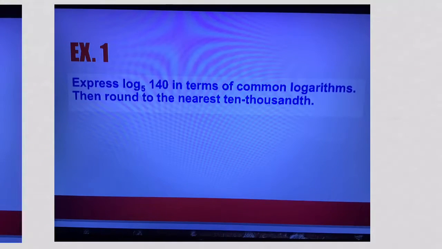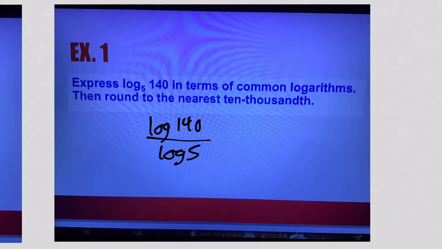So we want to express log base 5 of 140 in terms of common logs. So we're going to write the fraction. So basically we're showing our work, and then we're actually going to find the answer. So first thing, the one that goes on top should be the log of the large number. Now just the bigger number. It doesn't mean because 140 is bigger than 5. And divided by log of the base.